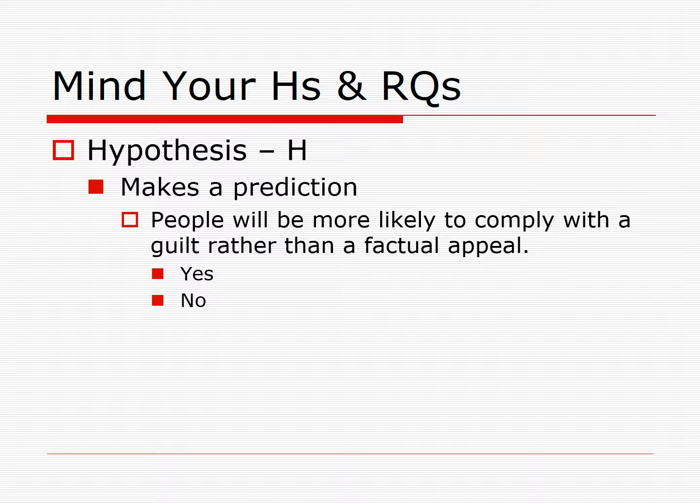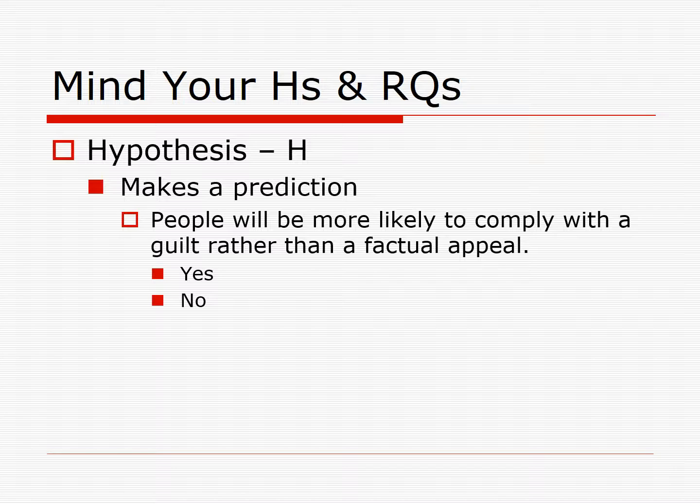So in this case, people will be more likely to comply with a guilt rather than a factual appeal. Using guilt rather than a factual appeal will increase compliance. As a researcher, when it's all said and done, you're going to basically say yes or no. I mean, actual research is a bit more complex than this. There's some different terminology used, but that's the main idea, right? You make a prediction, this will happen, and then the answer is yes or no.